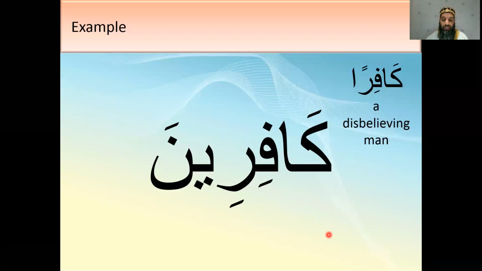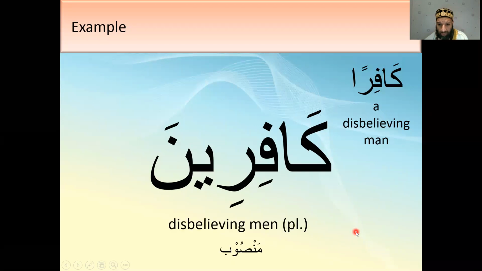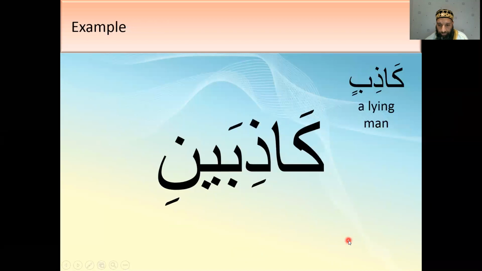disbelieving men. Fantastic. Una and ina, remember, is plural. Kafiruna, kafirina, sadiquna, sadiqina. It's all plural. Hafidhuna, plural. Kadhibina, liars, plural. So disbelieving men, plural, mansub. And you'll only need to identify the mansoob marfu in the Quran in certain instances. Not all the time. You don't need to be able to calculate which one all the time. It's only sometimes, but you do need to identify it.